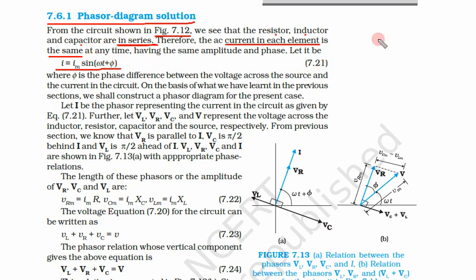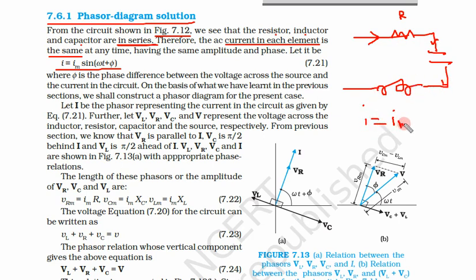So what is important? Current in each element, whether that is R, C or L, current must be same in all the elements. Current is I and I is equal to some current I max sine of omega t. But what we are more interested in determining is this phase.